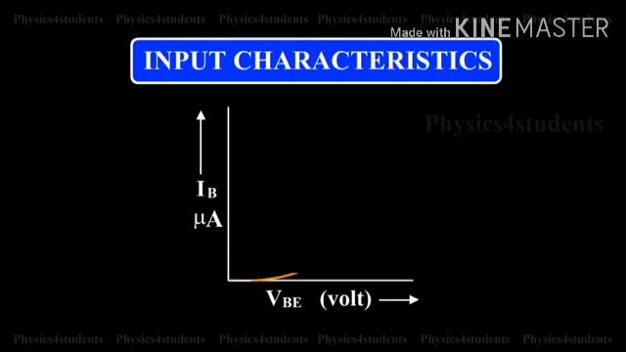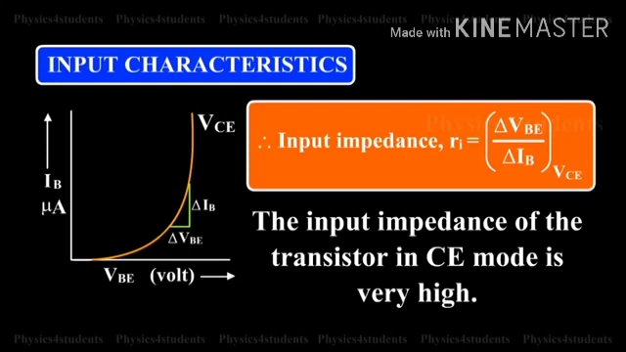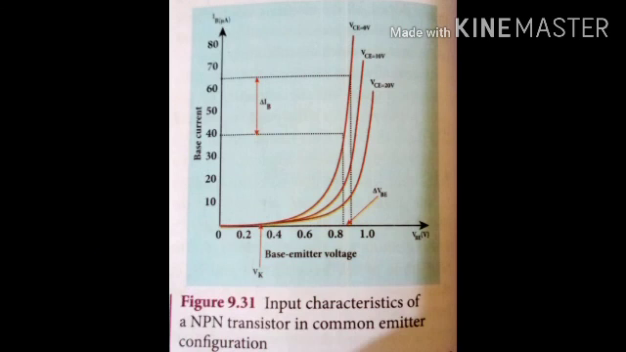VBE is along the x-axis, IB is along the y-axis. This curve is not linear, it looks like a curve, drawn for a particular constant VCE. Input impedance can be defined as the change in base emitter voltage to the change in base current at a constant VCE. This input impedance value should be very high.